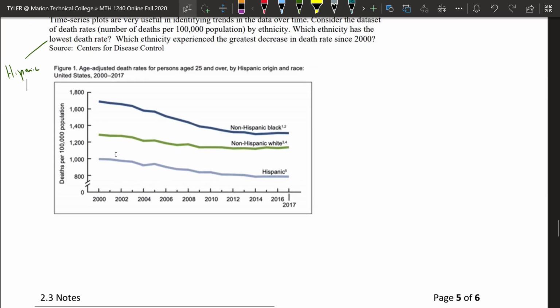Then the next question says, which ethnicity experienced the greatest decrease in death since 2000, right? So this starts at 2000 and ends at 2017, right? So we want to see what has the biggest drop, right?